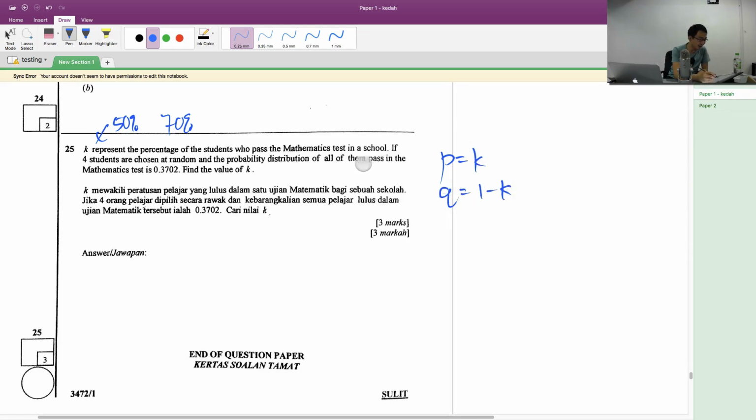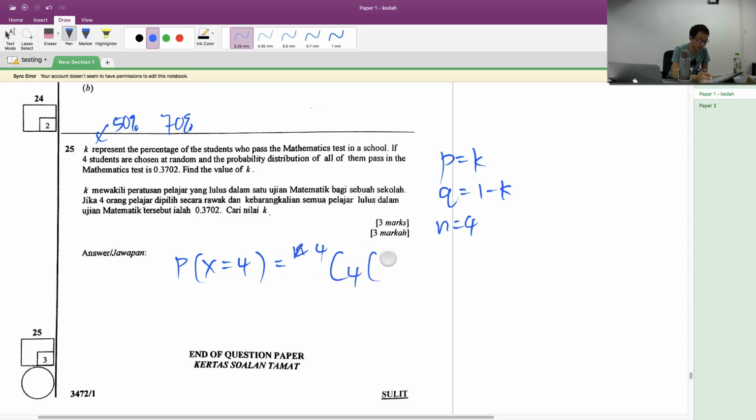So in this case, if 4 students are chosen at random, find the probability that all of them pass the mathematics test is 0.3702. So in this case, I know n equals 4. Now the question is actually trying to tell you when n equals 4, all will pass. So x is actually equal to 4. So this one is just 4C4. I mean just 4 students all pass.